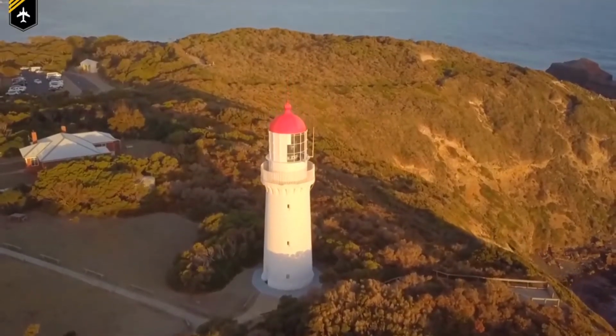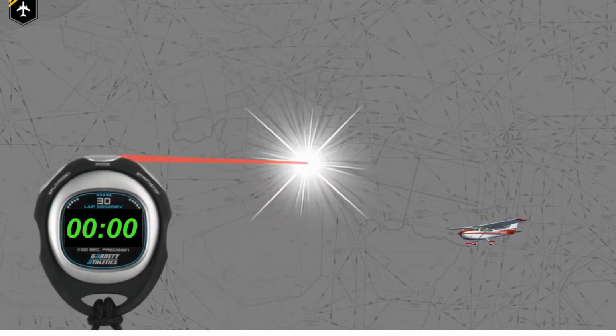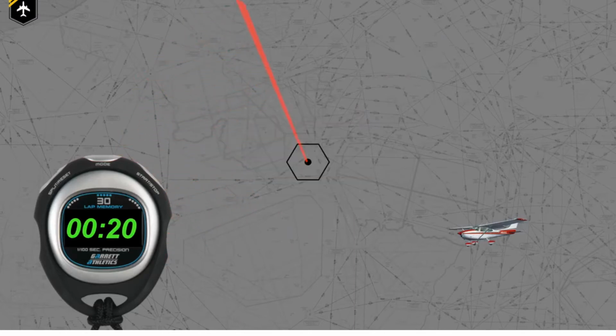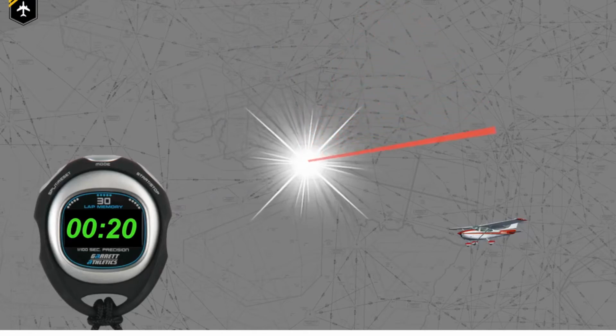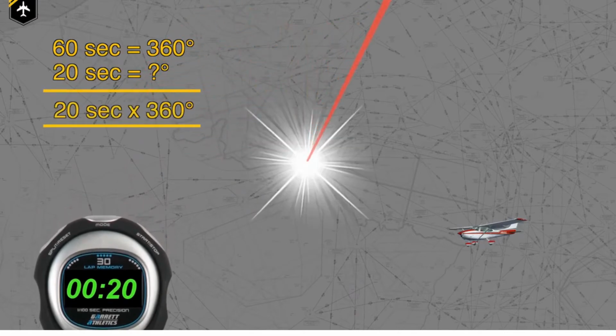VORs work in a similar manner as a lighthouse. A lighthouse has a rotating light inside, flashing a Morse code so the sailor can write it down and determine his whereabouts. Picture a bright white light shining in all directions and a red directional light rotating around the white light. Once the red directional light passes through magnetic north, the white light goes off for a second and then you start your timer and wait for the red light to pass by and stop the timer again. If you know the rotation speed of the red light, let's say 360 degrees for 60 seconds, and you've just timed 20 seconds, that would mean 60 seconds equals 360 degrees. 20 seconds are how many degrees? 20 seconds times 360 degrees divided by 60 seconds equals 120 degrees. Piece of cake.